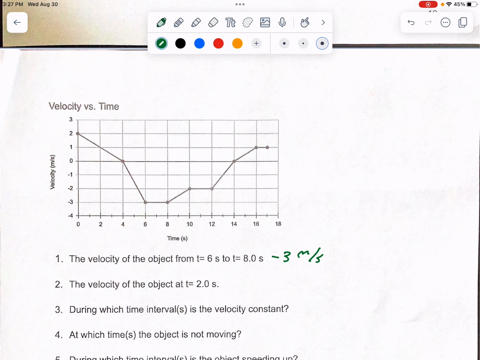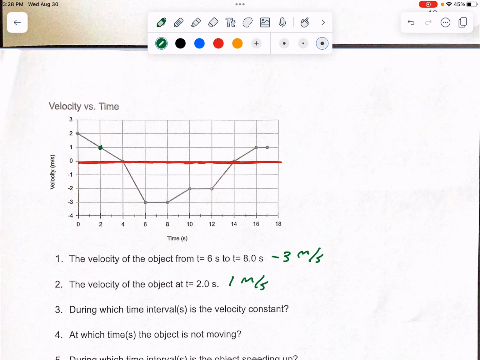Now what I am going to do is highlight this 0 line red again, because it kind of gets lost since it wasn't super bolded, so our apologies for that. Okay, so number 2 is what is the velocity at 2 seconds? At 2 seconds, I'm right here, so my velocity would be 1 meter per second.